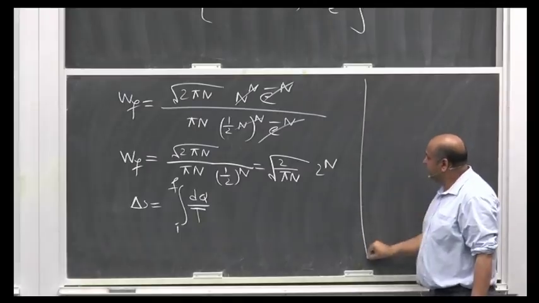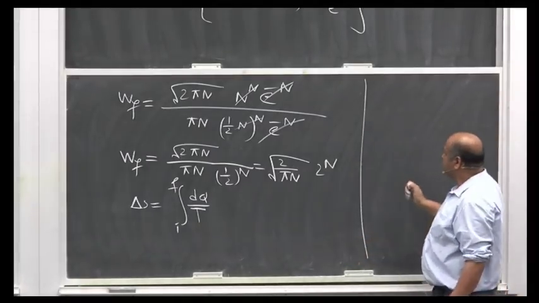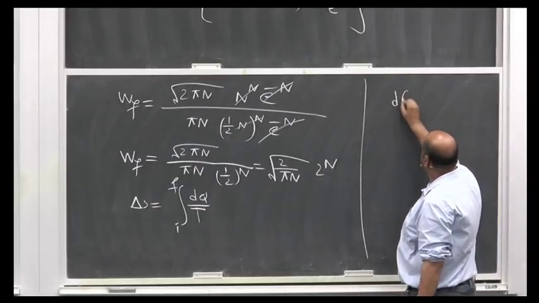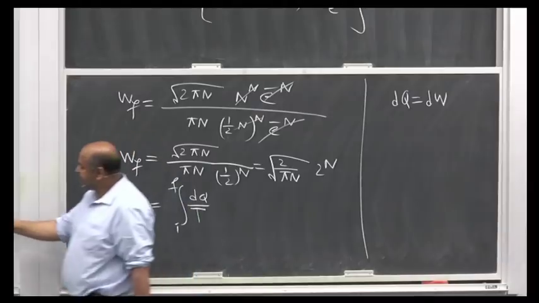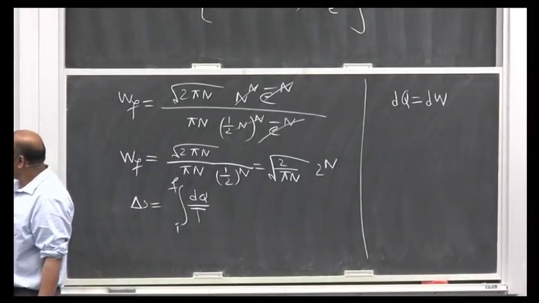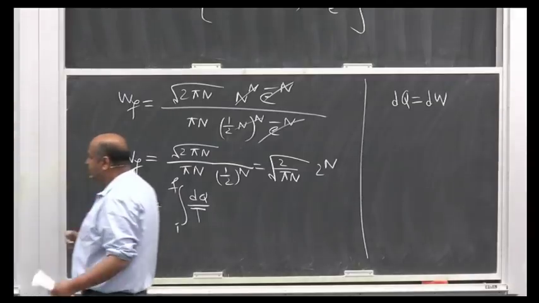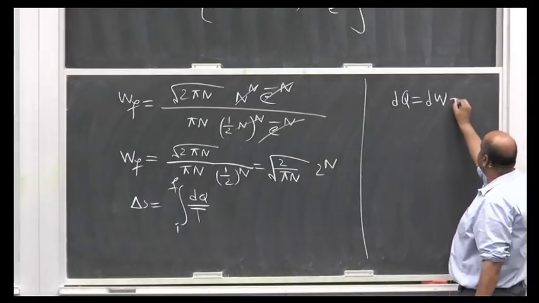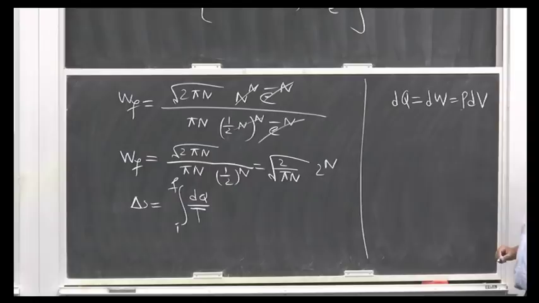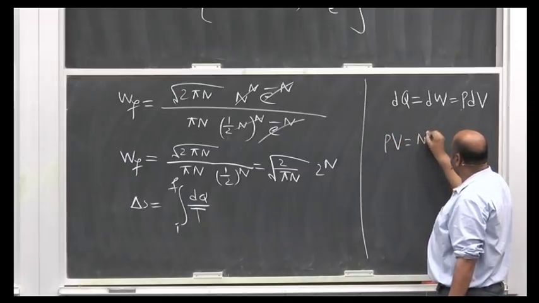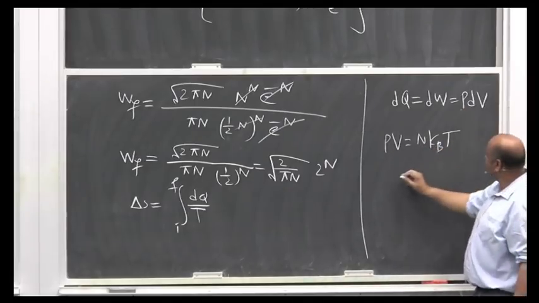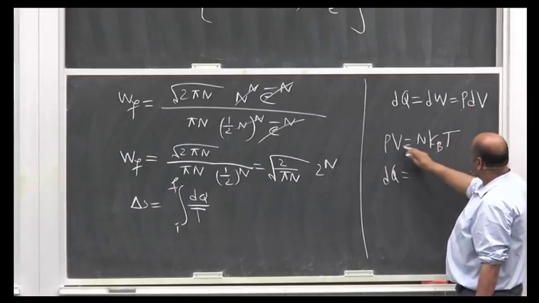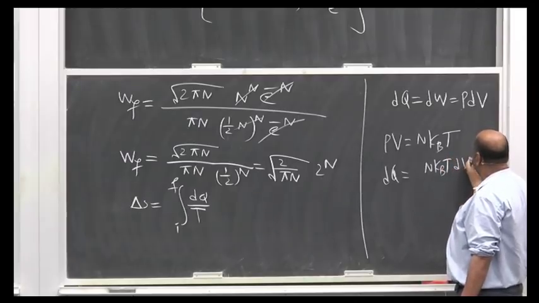Let me simplify this formula a little. We know that for this gas, the amount of heat added as the gas expands is equal to the work done, and this work done is P dV. I'm recalling your FSc A level knowledge: pressure into dV. But we also know that for an ideal gas, PV is equal to N kB T. So if I put in P, dQ would be N kB T dV over V.